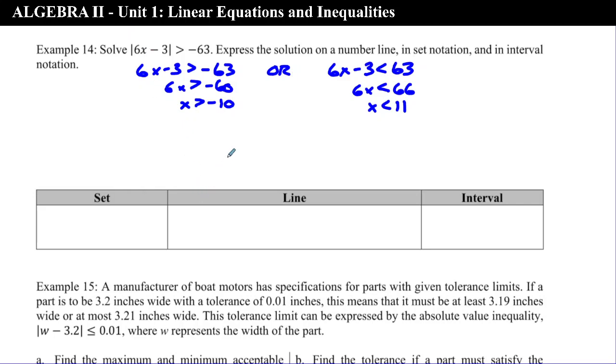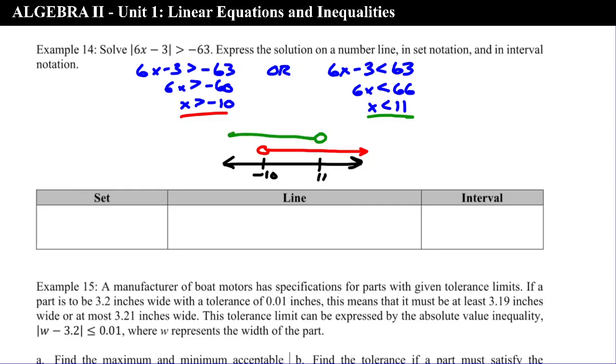So let's sketch what this looks like. We've got negative 10 and we have 11. Well, for the first one, we've got greater than, so that's going to go this way. For the second one, we have less than, so that's going to go this way. And we do everything because it's an or statement. So since we do everything, whatever number line you're presented with, it may have things labeled on it for you. You're just going to go through and trace over the entire number line. In set notation, this is the set of all real numbers. And in interval notation, it's negative infinity to positive infinity.